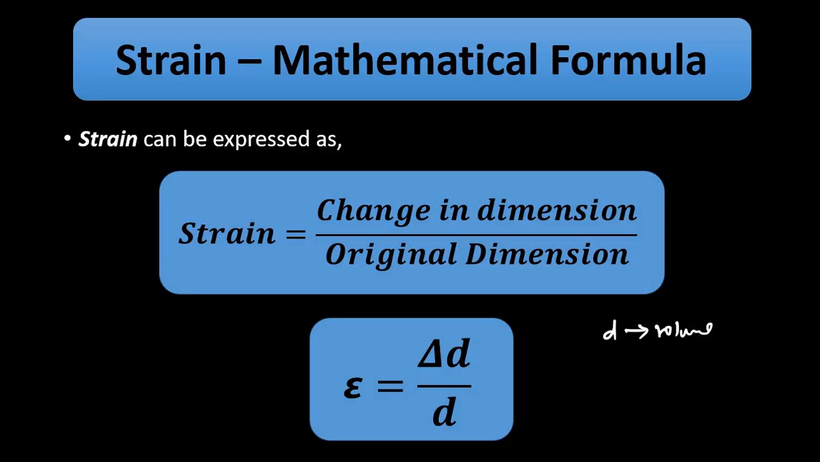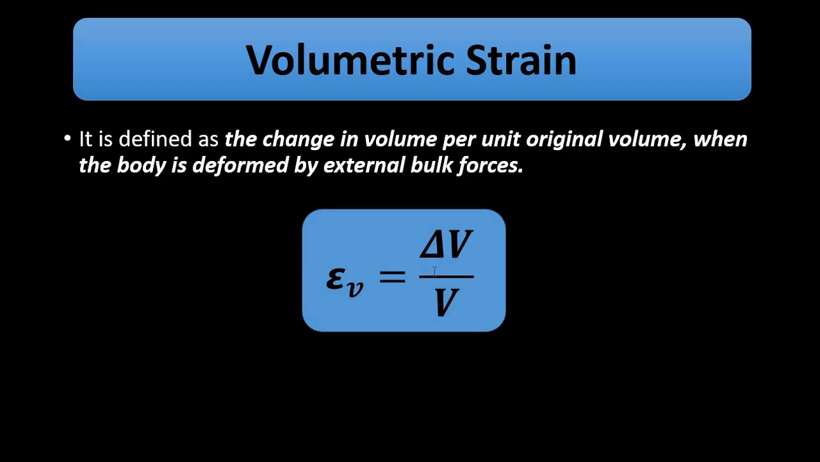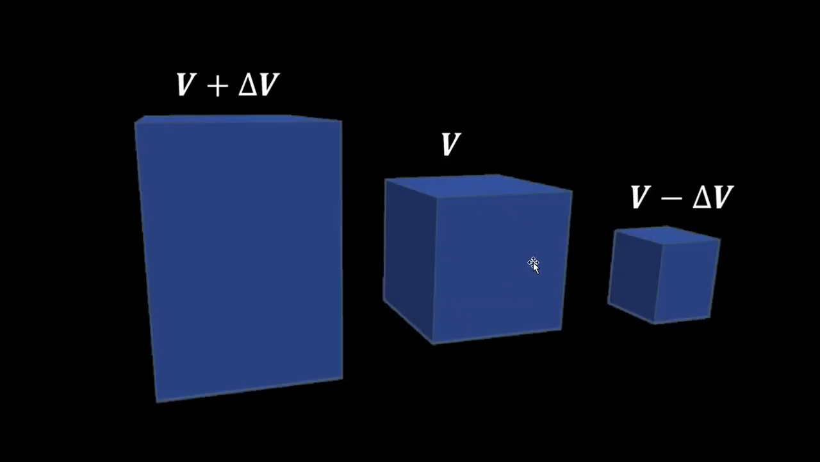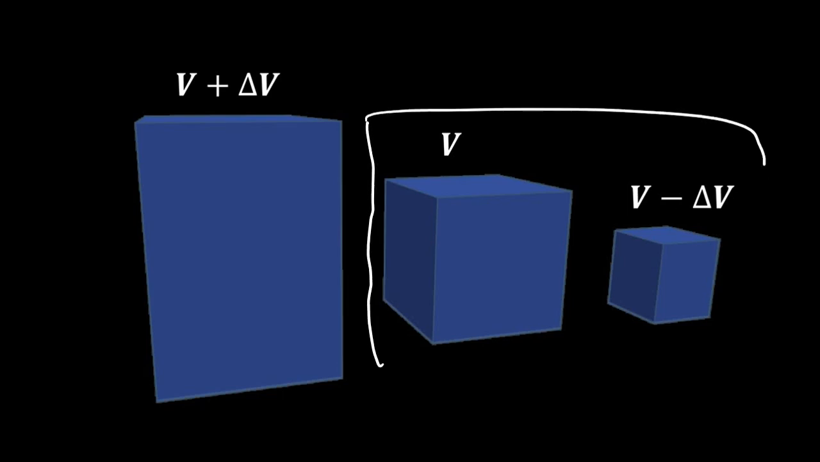So bulk strain or volumetric strain is basically change in volume to the original volume. Let's say we have an original volume of V of an object. In response to the bulk stress, it either increased in volume or decreased in volume. Here we are talking about decrease in volume. Increase in volume we are not discussing here. We are discussing only about this.